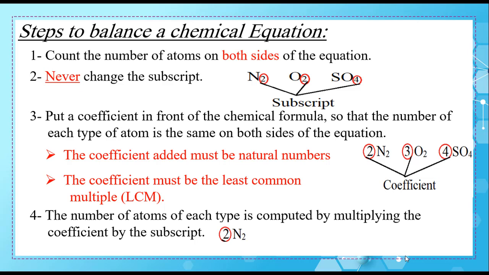Example, 2 and 2. 2 times 2 equals 4. So, in this case, we have 4 atoms of nitrogen.